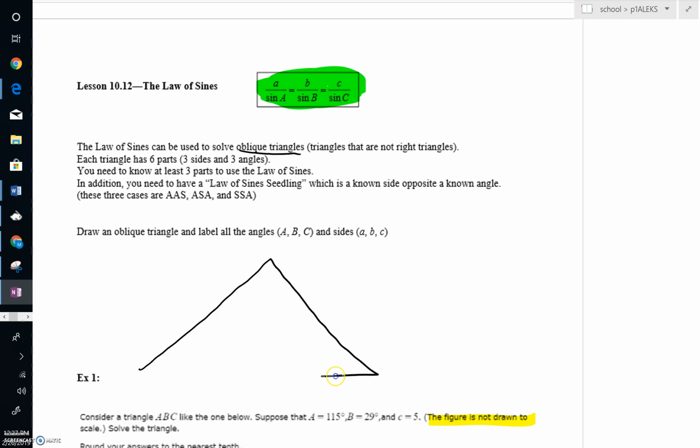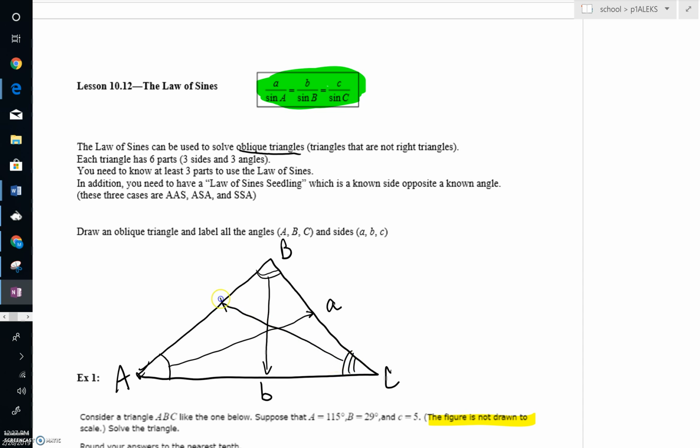Let's review how we label. Here's a triangle where we'd have A, B, and C for angles. Remember what happens. If this is angle A here in the bottom left corner, you go directly across, and this is side A, which we write lowercase with little letters. Here's angle B at the top. If you go directly across, here is little b, that is side B. And then in this bottom right corner is angle C. When we go directly across, we'd have side C.